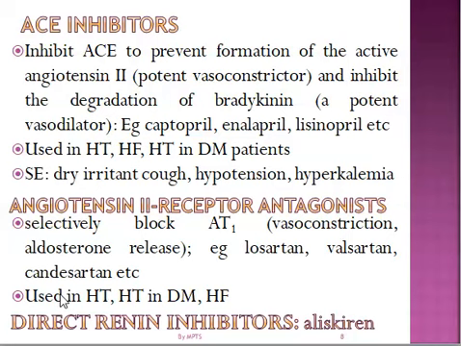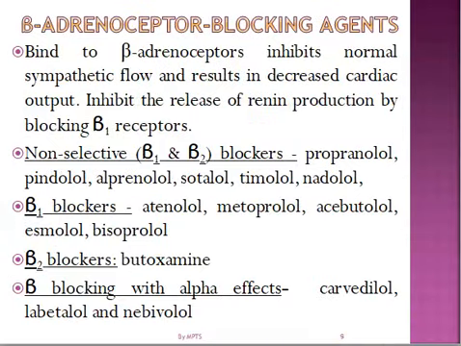Now, the direct renin inhibitors, aliskiren, I'm sure you're aware of that, act to prevent formation of active angiotensin 2. Now, the beta adrenoceptor blocking agents, we have them bind to beta 1 adrenoceptors, and inhibit the normal sympathetic flow, which results in decreased cardiac output, and then also inhibit renin release, as I said in the initial slides of renin.